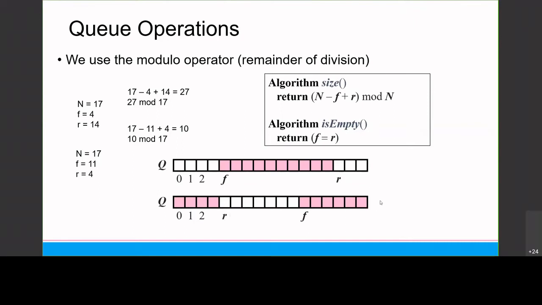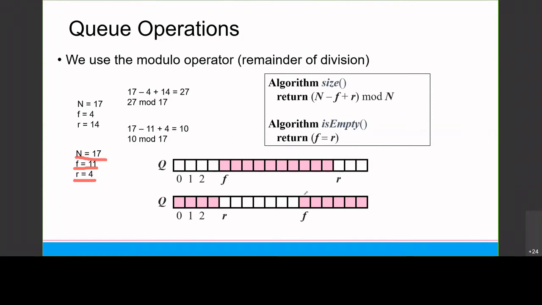Okay. So if there is no place after the index 17, you will return back to the index 0 because the index 0 is empty. So the front part is empty. So we just put from the index 0, 1, 2, 3, and so on. Now, if we have n equals 17, the front is index 11, and the rear is in index 4. So what is the size of this Q?